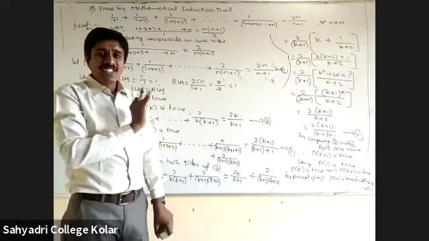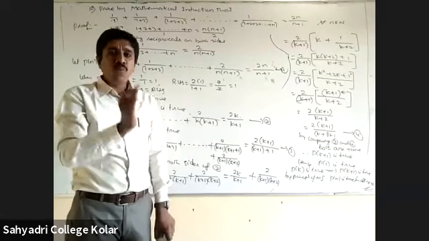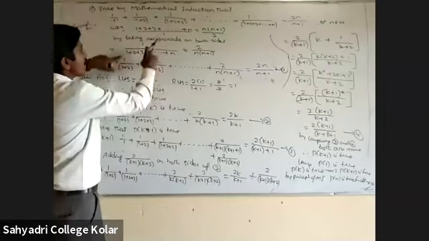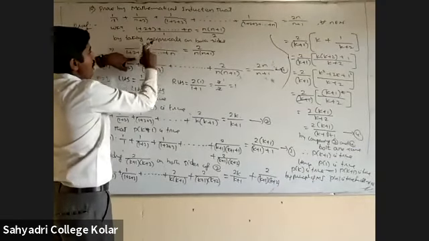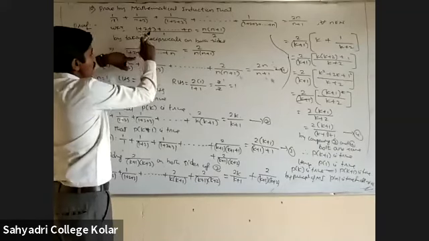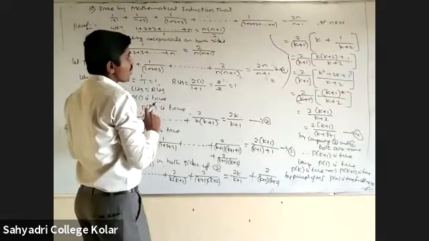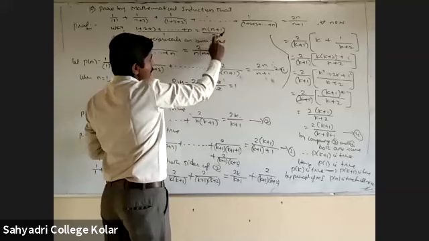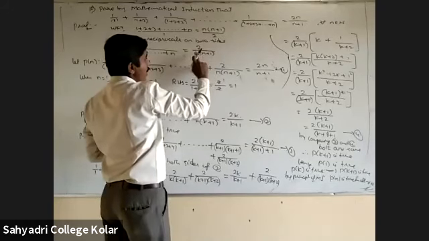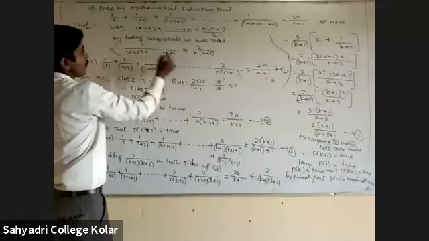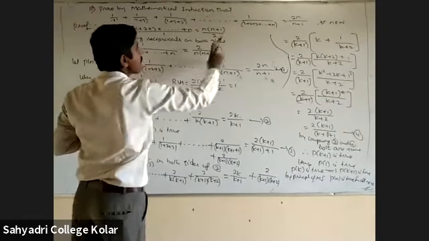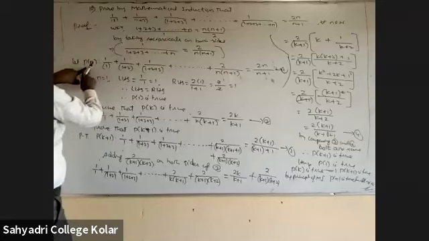I am taking reciprocals on both sides. Got it? The reciprocal of this: 1 divided by (1 plus 2 plus so on plus n) is equal to 2 divided by n into (n plus 1). Substitute this value in this series. Let us denote this series by P of n.